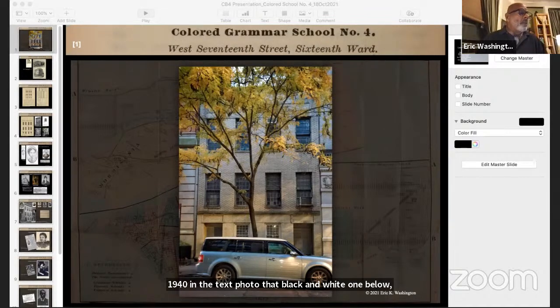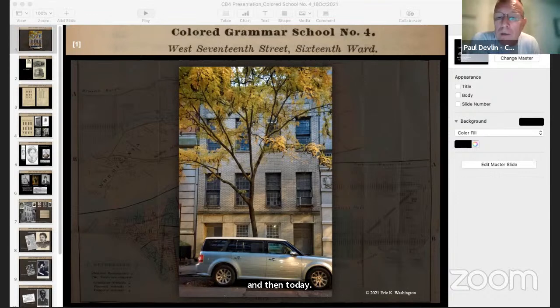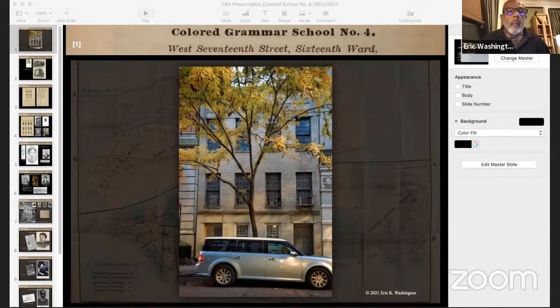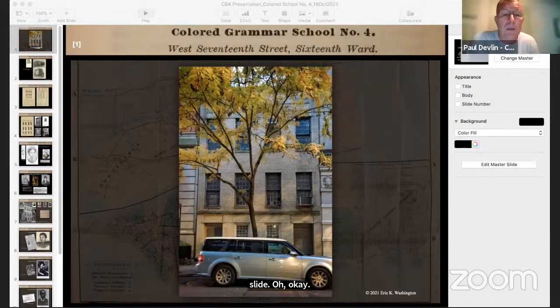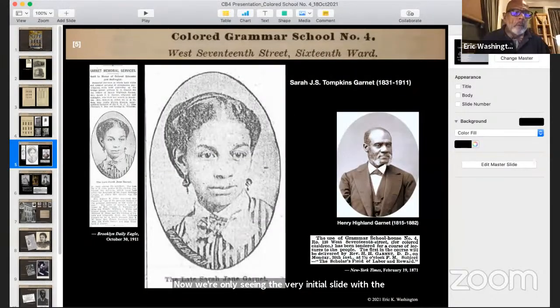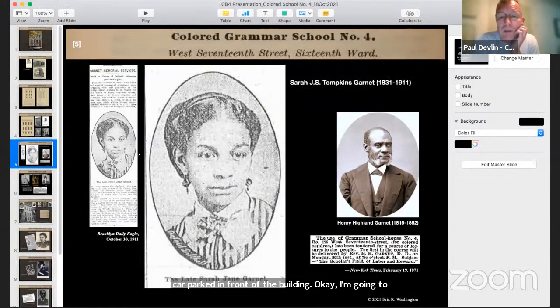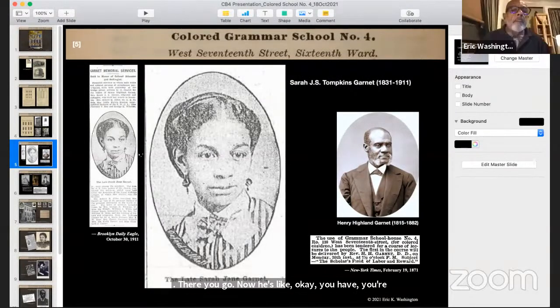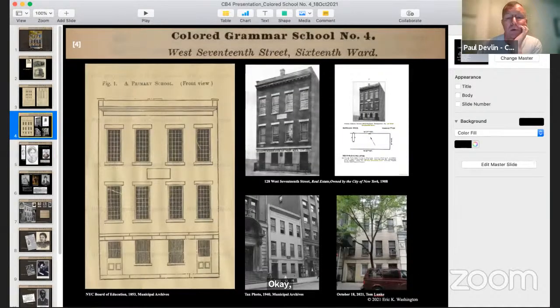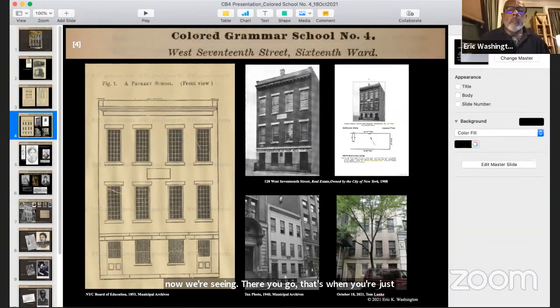To my knowledge, the 17th Street building represents— Hold on, Eric, 1 second. You're going to have to move the slide. You're referring to slides that we're not seeing. We're still seeing the very first slide, with the car parked in front of the building. Okay, there you go. You're going to have to click through each slide as you move along. So now we're seeing, there you go. That's the one you were just talking about.